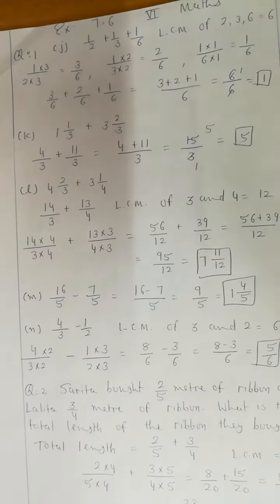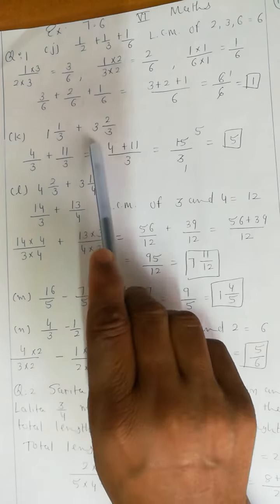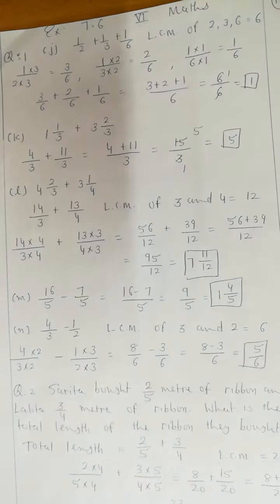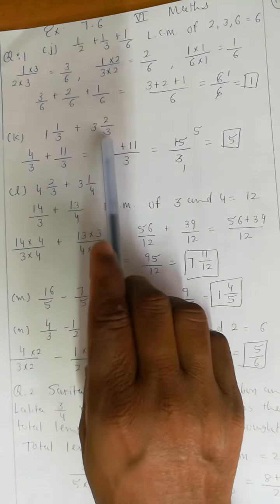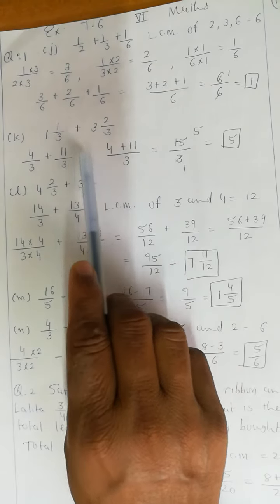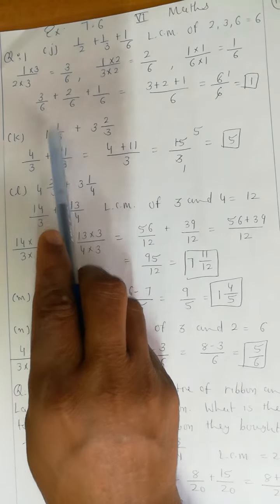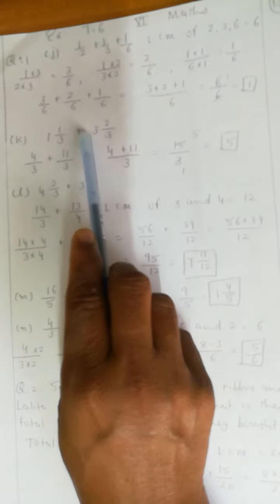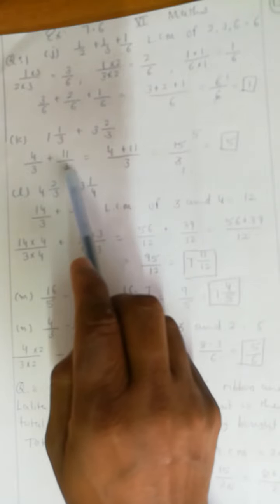Now, next. 1 integer 1 upon 3 plus 3 integer 2 upon 3. Here the mixed fraction is given. First you have to convert the mixed fraction into improper fraction. 3 ones are 3 plus 1, 4 upon 3. Here 3 threes are 9 plus 2, 11, 11 upon 3.